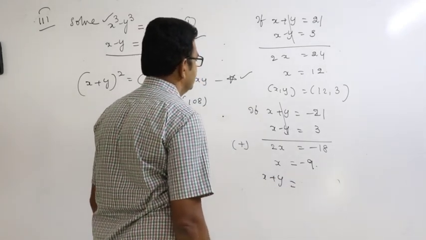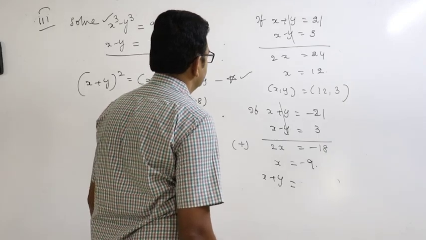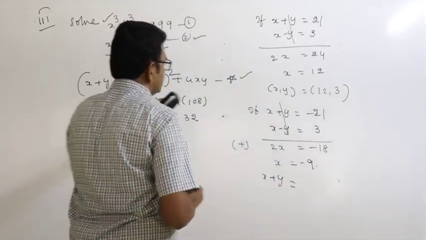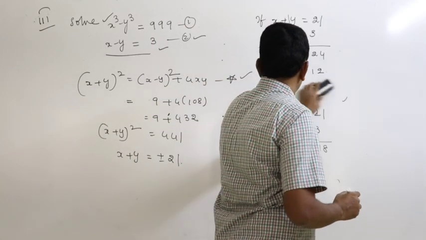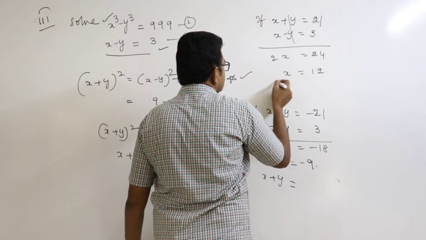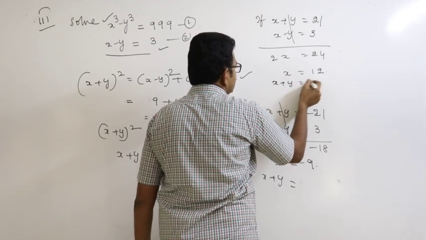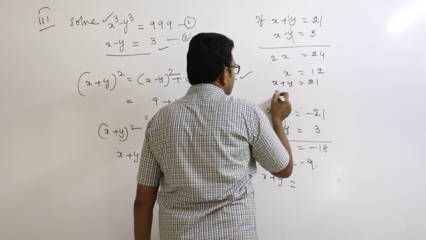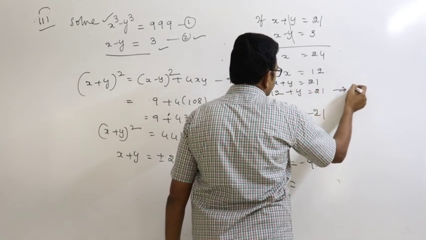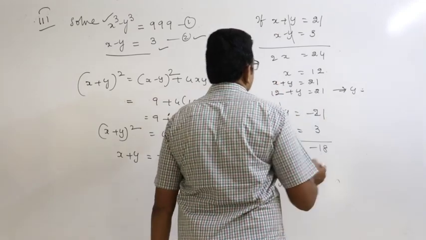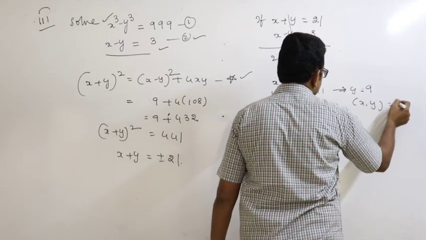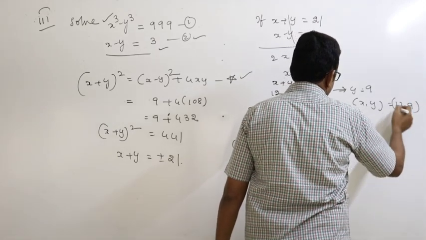Oh, sorry, x is equal to 12. Since x plus y is equal to 21, x value 12 plus y is equal to 21, implies y is equal to 9. Therefore, x comma y is equal to 12 comma 9, that one.